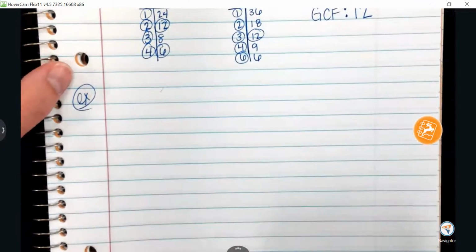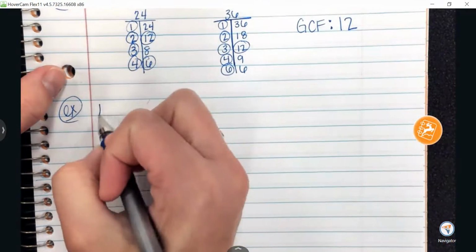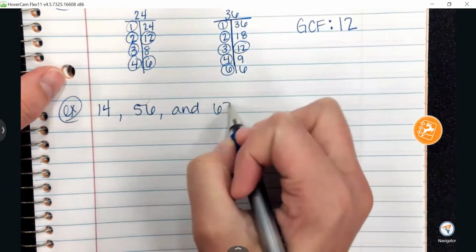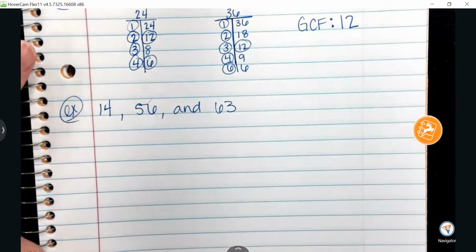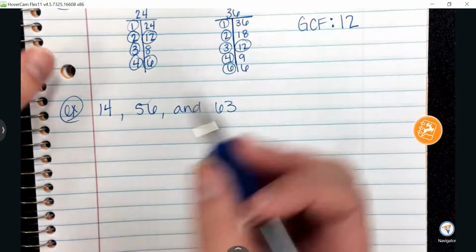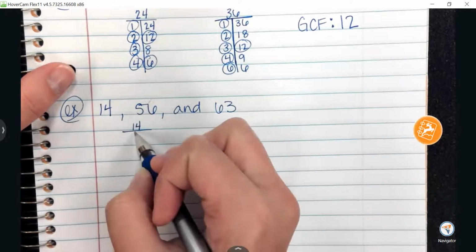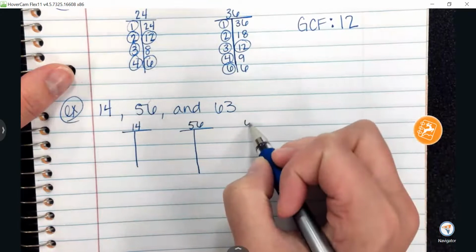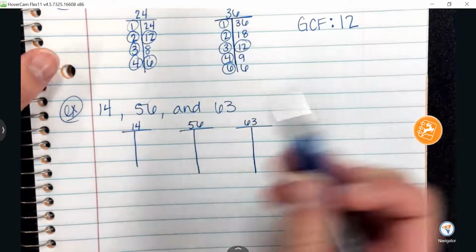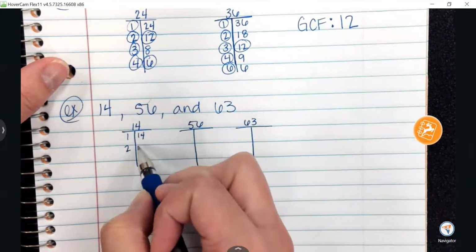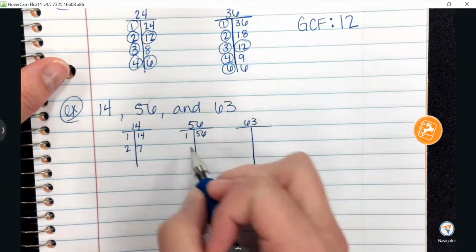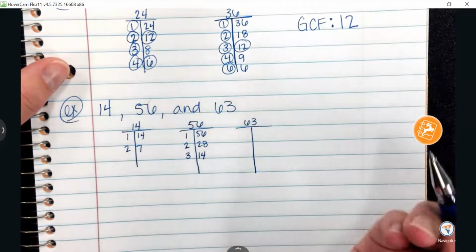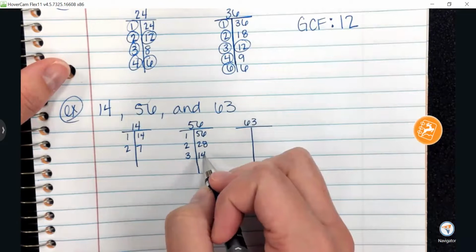What if I ask for the GCF of 14, 56, and 63? How many tables are you gonna have to make me? 3 tables. So get making on the tables. No, that's not right. 3.